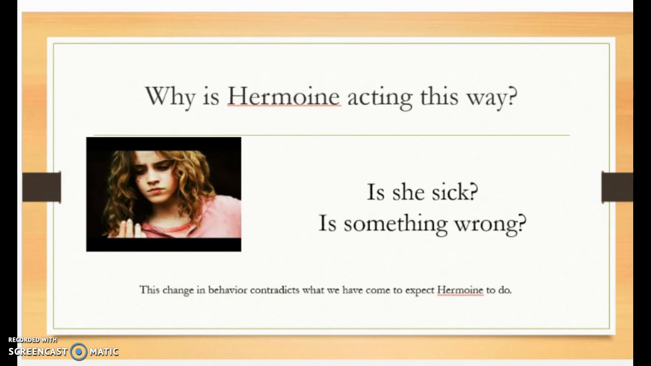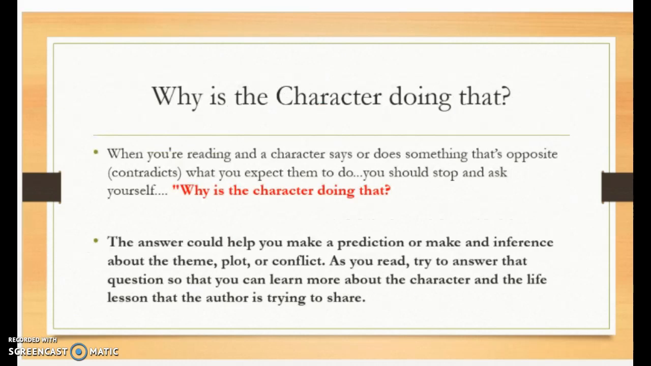I'd wonder, why is Hermione acting this way? Is she sick? Is something wrong? The change in behavior contradicts what we've come to expect Hermione to do. So when you're reading and a character says or does something that's opposite, contradicts what you expect them to do, you should stop and ask yourself, why is the character doing that? And the answer could help you make a prediction or make an inference about the theme, the plot, or the conflict. As you read, try to answer that question so you can learn more about the character and the life lesson that the author's trying to share.